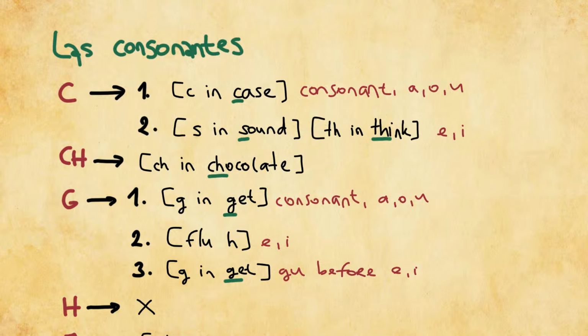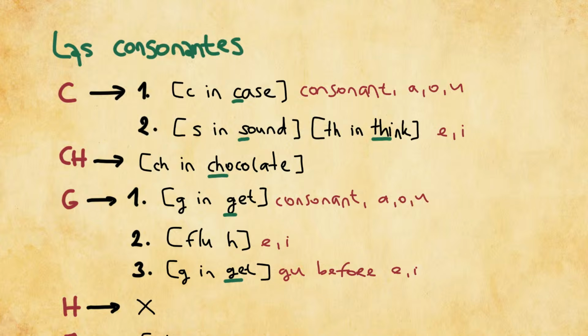Unlike in English, in Spanish, most of the letters represent one sound, no matter where they are or how they are located in the word. However, there are a few exceptions, and I want to show them to you in this video. And we'll go in alphabetical order. So let's start with the first one, which is C.